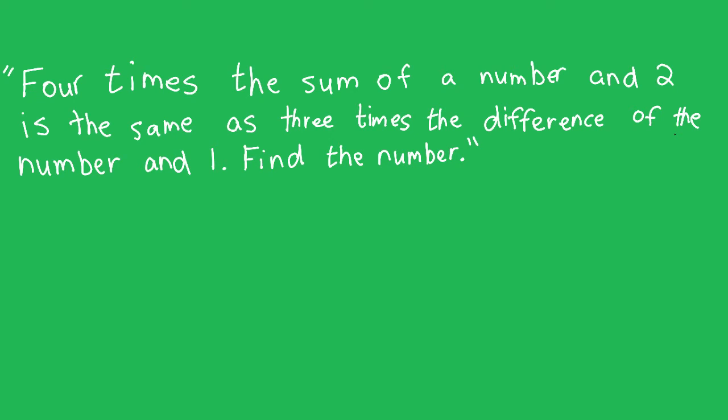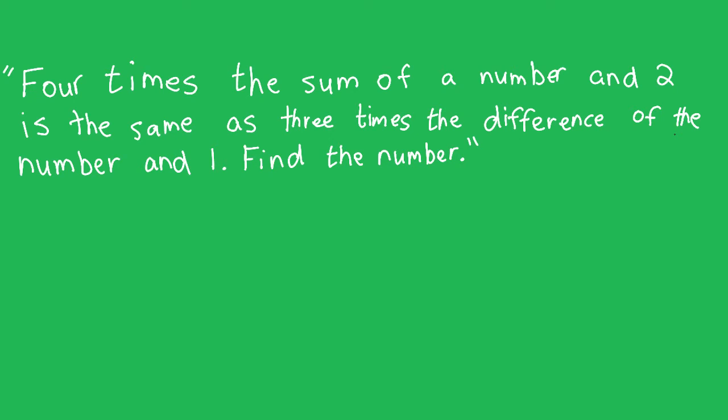So it says, 4 times the sum of a number and 2 is the same as 3 times the difference of the number and 1. Find the number. Alright, before I do anything, I'll just say this isn't real world math. This is just an abstract number puzzle, but it will help us use our strategy.